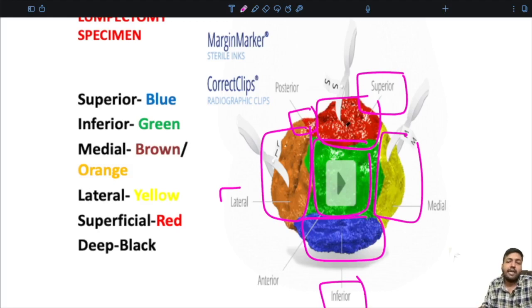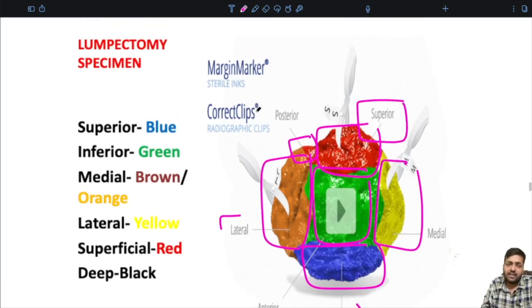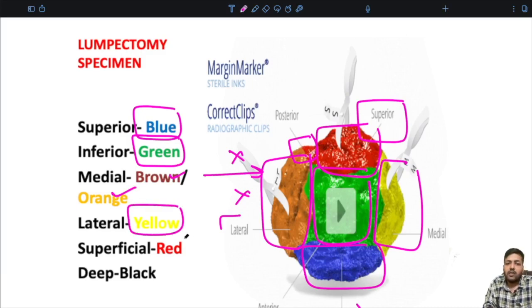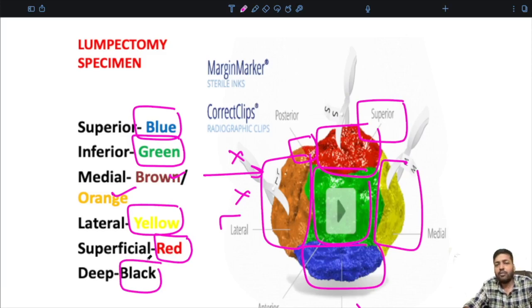Now this color coding is highly variable, and it varies from institute to institute. So every institute might have their own protocol to ink different margins or different surfaces. In general, the standard that is followed in our country: the superior surface is marked blue, inferior green, medial can be brown or orange, lateral is yellow, superficial is red, and the deep surface or the circumferential deep margin is black in color. Okay, so I hope this is clear to everyone.